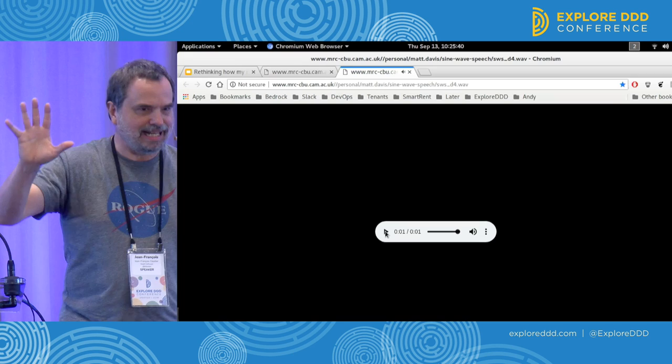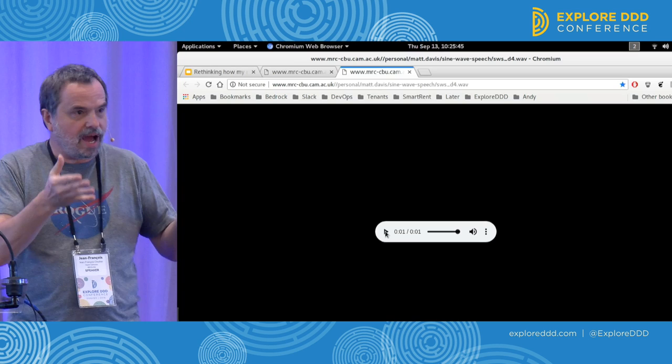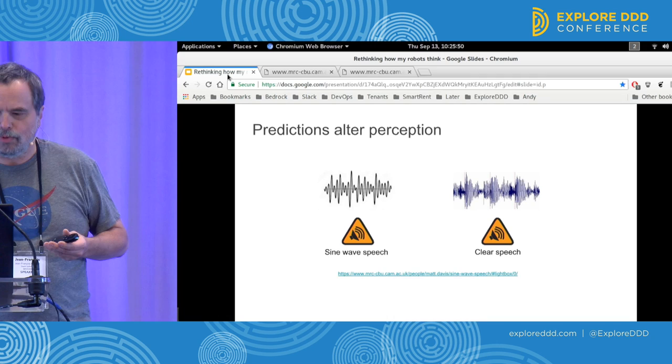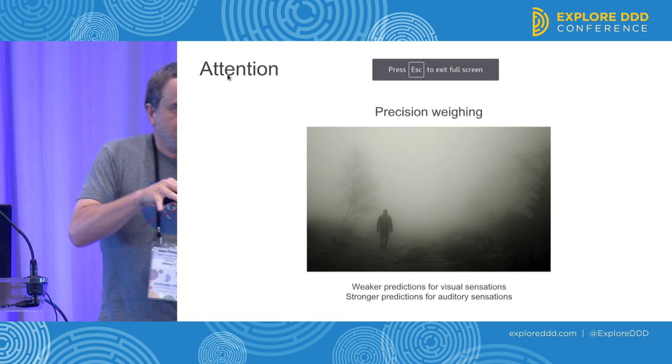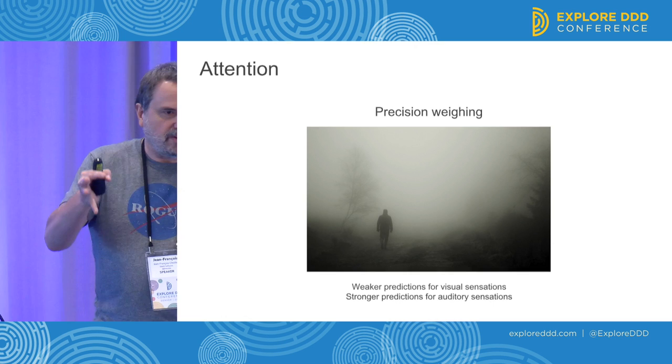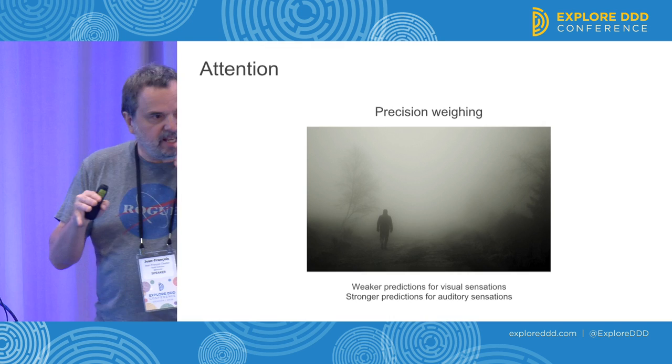That's kind of interesting. And that kind of phenomenon is best explained so far by predictive processing. So that's a really neat theory. Now, predictive processing has more to say than just that kind of perception. It can also explain higher-level cognitive functions, like attention.